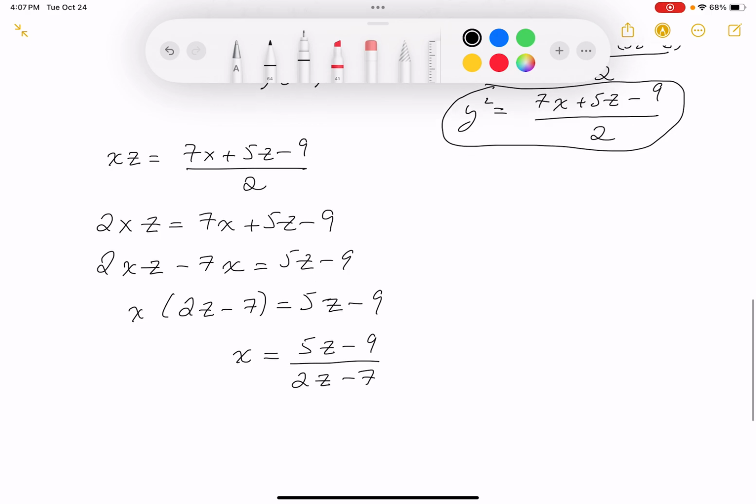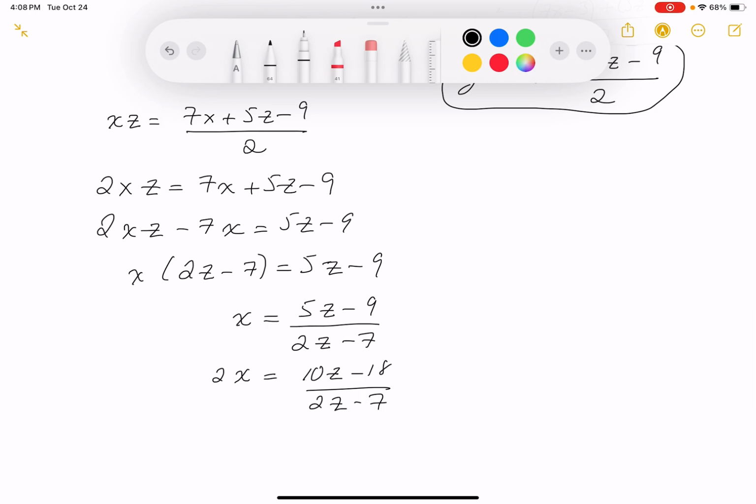I got to multiply both sides by 2. So 2x equals 10z minus 18 over 2z minus 7. This is just going to make it easier for me in the long run if I do that. All right, I haven't changed anything.